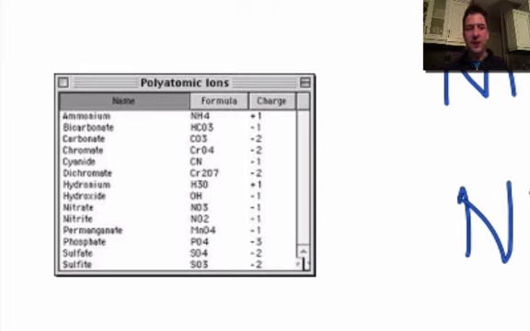So that is chemical compounds. There's going to be 4 more screencasts. Please stay tuned. Watch them all. And remember to play, pause, rewind.